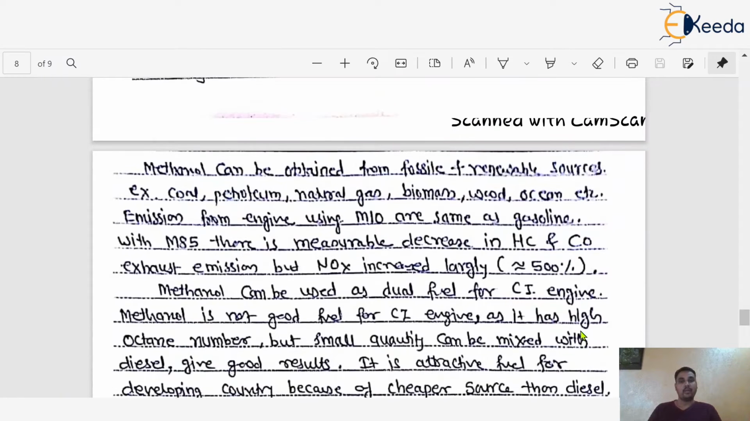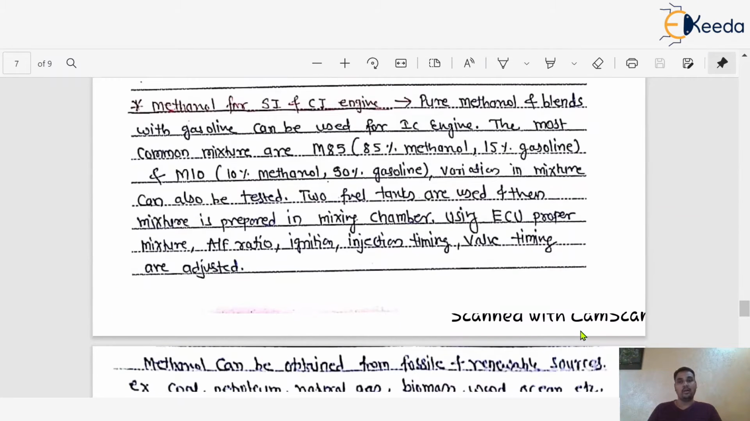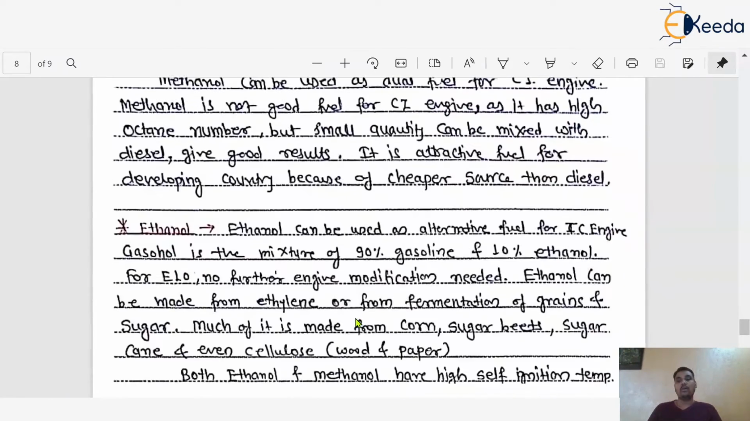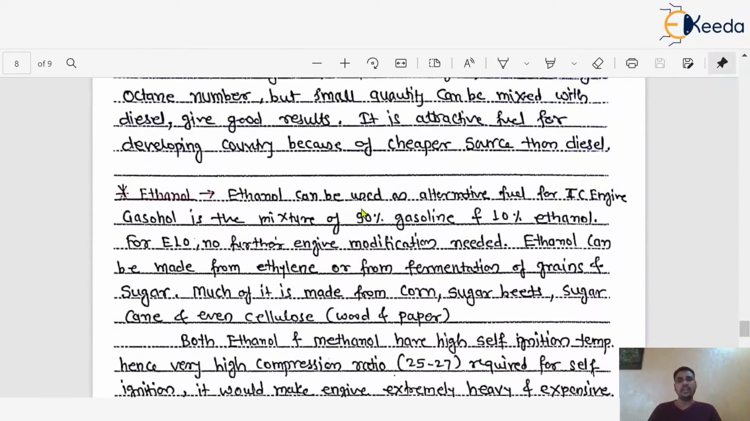So this is about the suitability of methanol as an alternative fuel. Now, ethanol can be used as an alternative fuel for IC engines. It is used with gasoline, in a mixture of 90% gasoline and 10% ethanol. For E10, no further engine modification is needed. Easily we can use 10% ethanol along with 90% petrol, and only very minor engine modifications are required in this case.